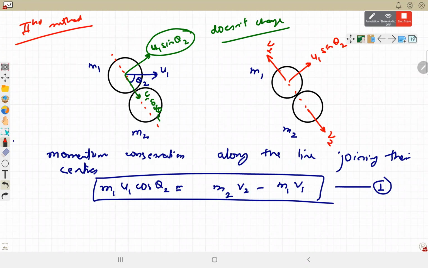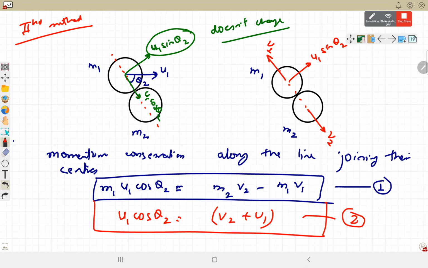इसमें हमने एक डायरेक्शन ली है along the line joining them और दूसरी डायरेक्शन ली है perpendicular. Velocity of approach is u1 cos θ2. Velocity of separation is v2 plus v1. So this is relatively a simpler equation to use. पहले equation momentum conservation की, दूसरी equation है coefficient of restitution. The velocity of approach is equal to velocity of separation.